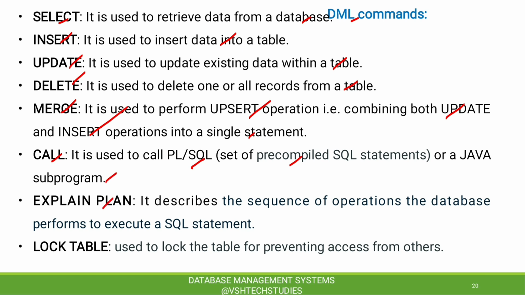Next one is explain plan. So this command describes the sequence of operations the database performs to execute a SQL statement. Lock table. So this command is used to lock the table for preventing access from the users. So this command is used in concurrency control. So these are some of the DML commands.